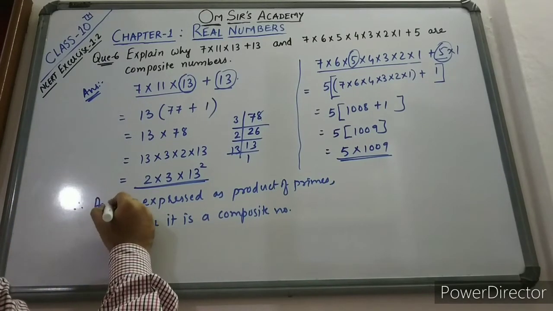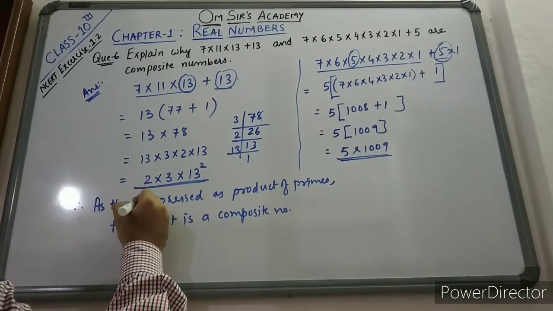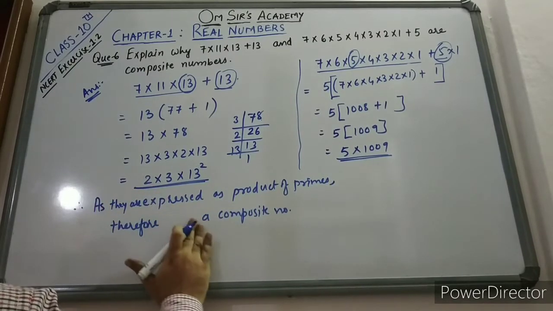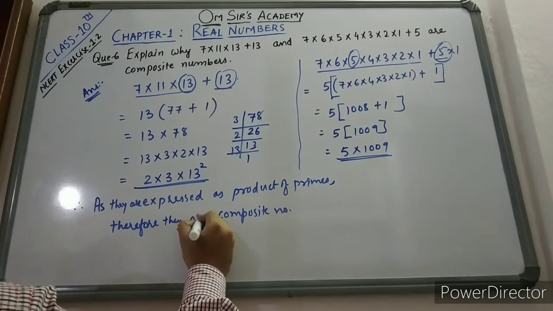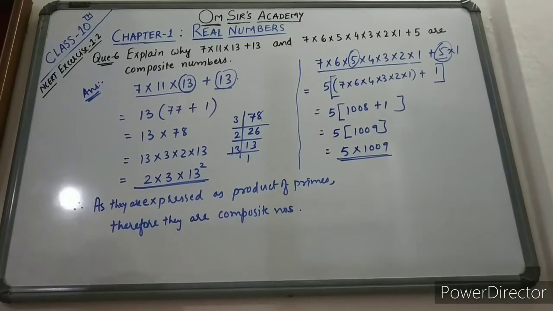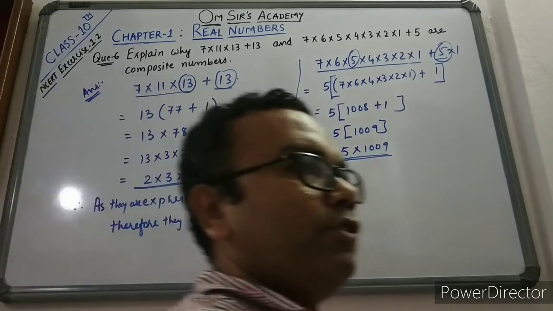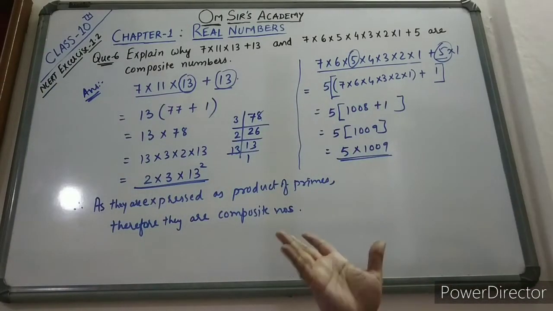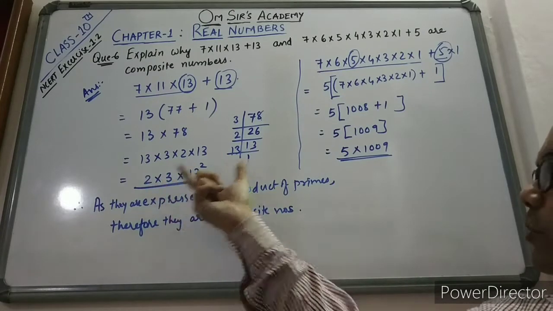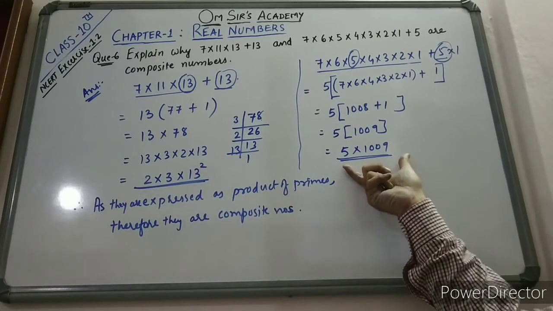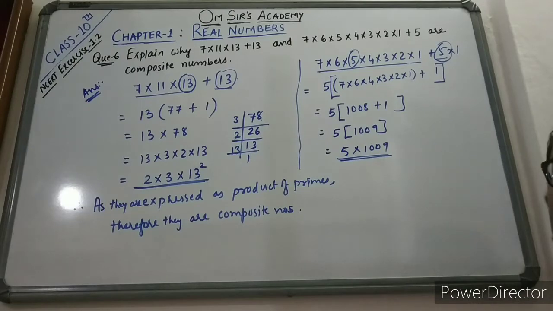Instead of it, as they are expressed as a product of primes, therefore they are composite numbers. Is it clear, friends? So it was very easy. How can we prove that it is a composite number? When we can represent any number as a product of primes, then it is said to be a composite number. So hope this is clear, friends.